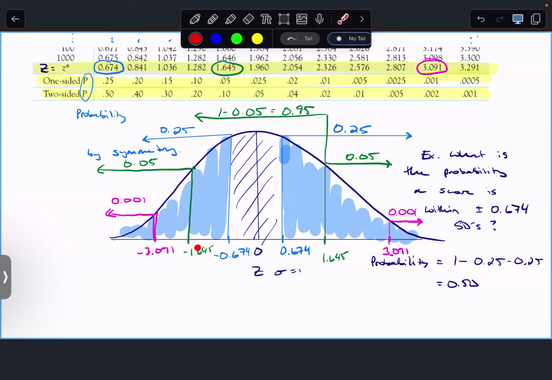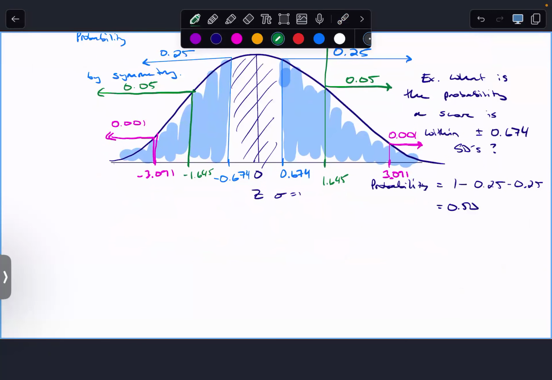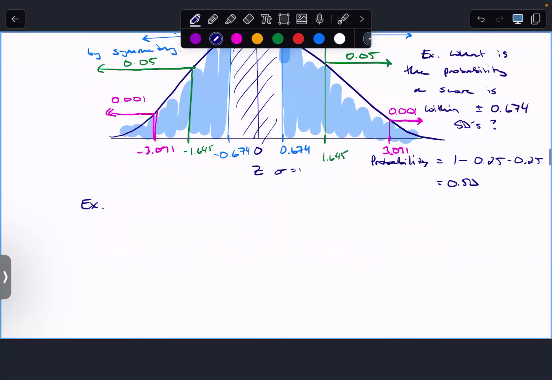What if you have Z scores that are not one of those values? What if Z, as an example, what is the probability of Z greater than 2?